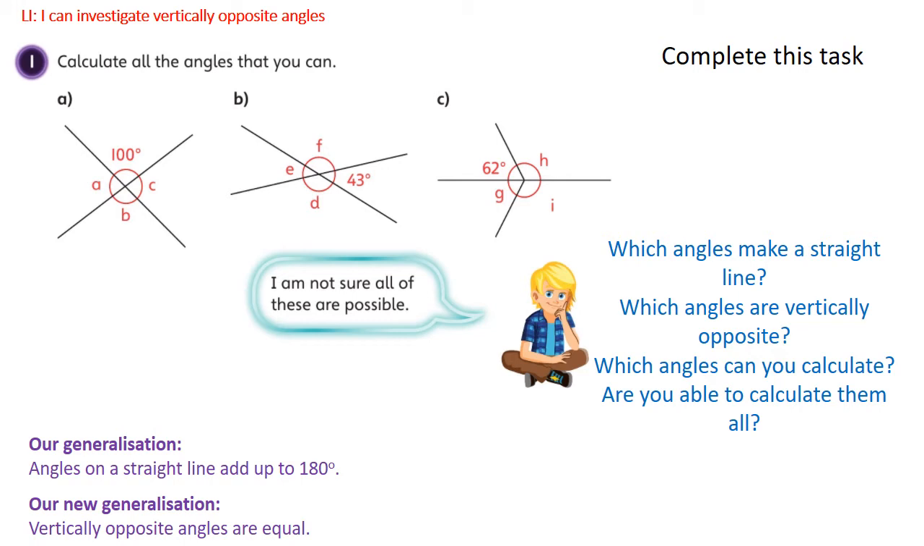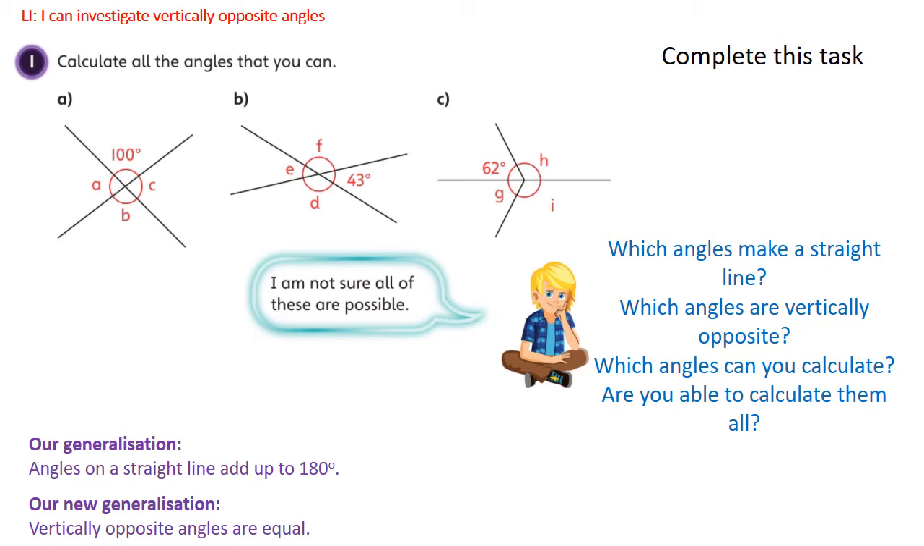Okay, we're going to use our new knowledge, vertically opposite angles are equal, to help us work out the missing angles in these questions. So let's look at A. If we look at 100 and angle A, they are on a straight line. So A plus 100 equals 180. So A must be 80.